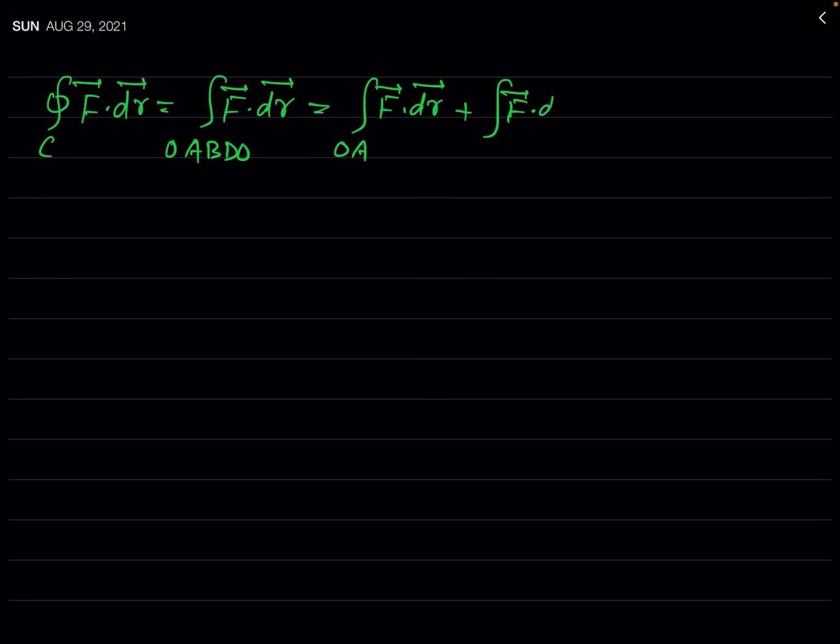So therefore the integral along C of f dot dr means the integral of f dot dr along the curve OABDO, and you can see this integral can be written as the integral of f dot dr along OA, plus the integral of f dot dr along AB, plus the integral of f dot dr along BD, and plus the integral of f dot dr along DO.